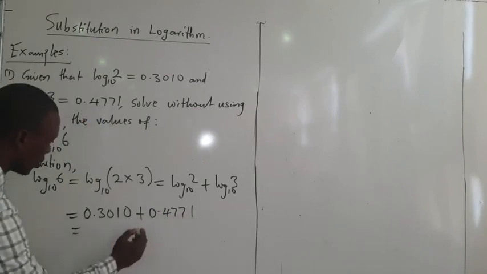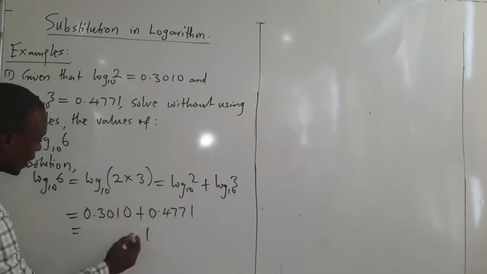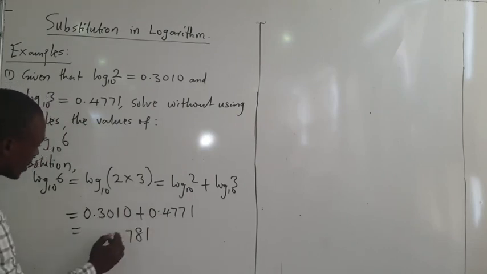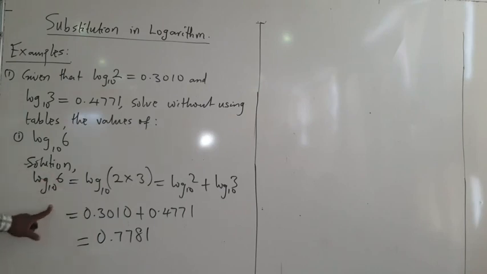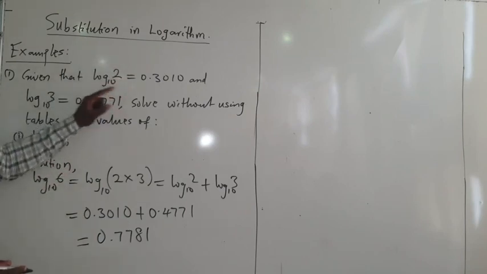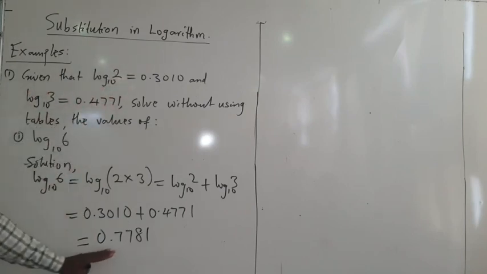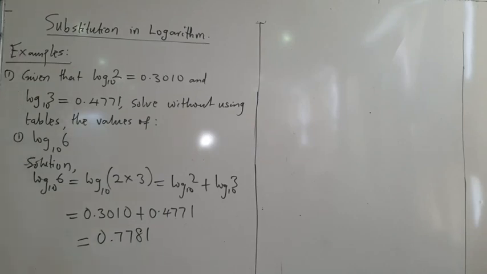So 1 plus 0, that's 1. 7 plus 1, 8. 7 plus 0, 7. 4 plus 3, 7. Point. 0 plus 0 is 0. So the value of log 6 base 10 in terms of log 2 base 10 and log 3 base 10 is given as 0.7781. So this is Roman number 1 under question 1.